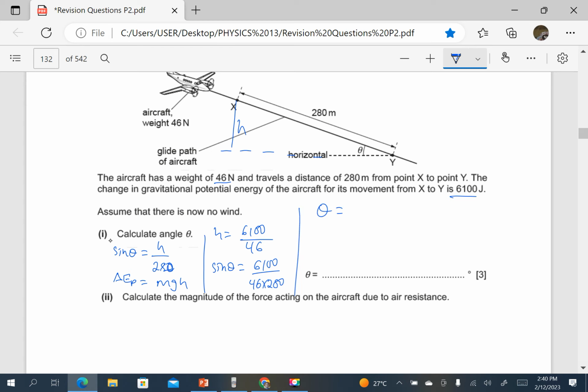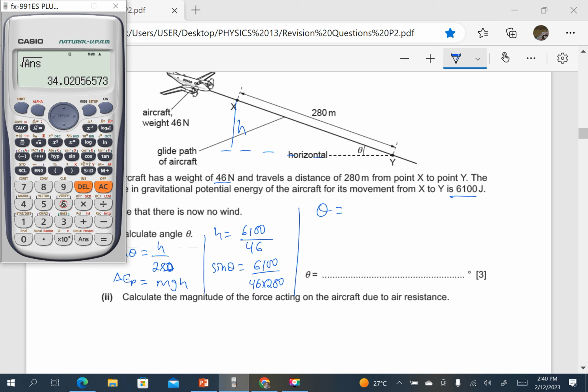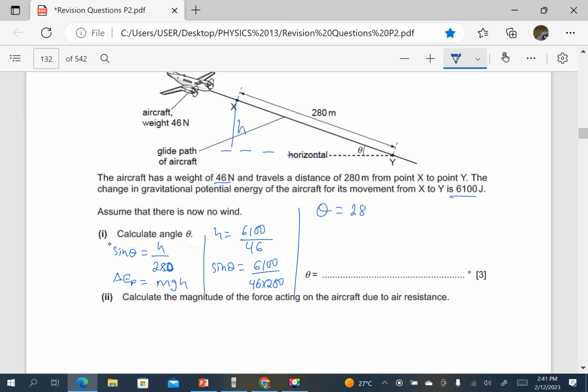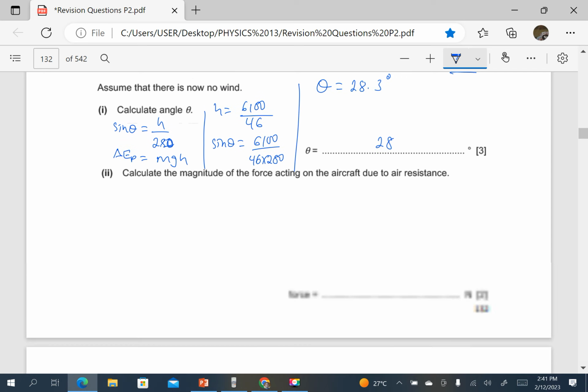So what is theta? Theta is the sine inverse of that. 6100 divided by 46 times 280, then the sine inverse of the answer, which is 28.3. So theta is 28.3, or approximately 28 degrees. Then calculate the magnitude of the force acting on the aircraft due to air resistance.